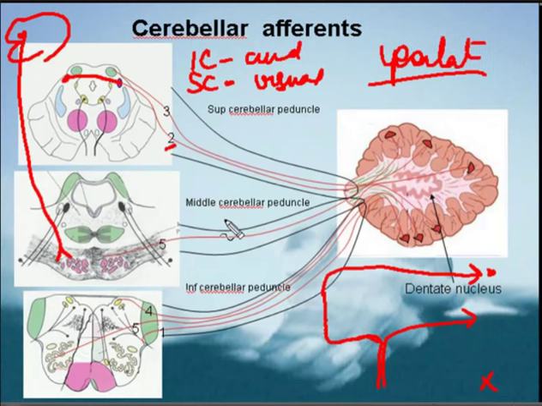Then the cortex also communicates with the inferior olivary nucleus. From the cortex, you also have fibers which come down to the inferior olivary nucleus, and then from the inferior olivary nucleus, you have fibers which go across and they go to the cerebellum. These were the ones, this number 5, which were known as climbing fibers.